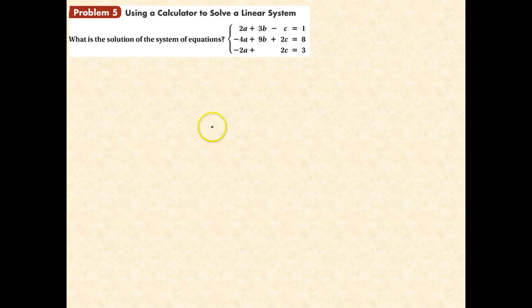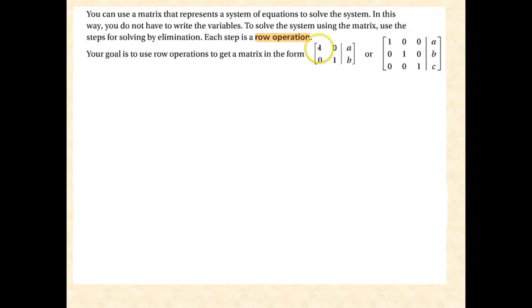Now I'm going to show you the good stuff. How can I solve this using a calculator? Well, this format that we saw before, where you have 1s on the diagonal and 0s everywhere else, is called row-reduced echelon form. You don't have to know that, but that's what it's called. That'll be meaningful in just a second.